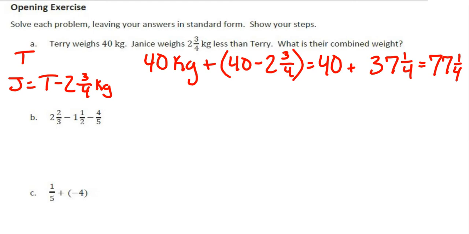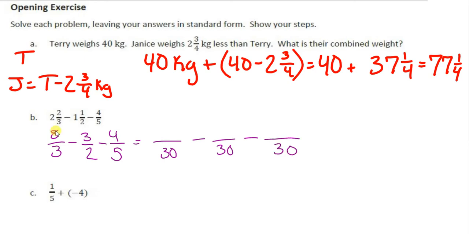Now, before we do all that, remember, you cannot do this if you have mixed numbers. We need to convert these to improper fractions. So 2 2/3 becomes 8/3. Minus 1 1/2 becomes 3/2. Minus 4/5. Now, I need a common denominator for 3, 2, and 5. So what's the least common multiple of 3, 2, and 5? I'm not 100% sure what's the least common one, but the first one that comes to my mind is going to be 30. So each of these is going to have a denominator of 30.